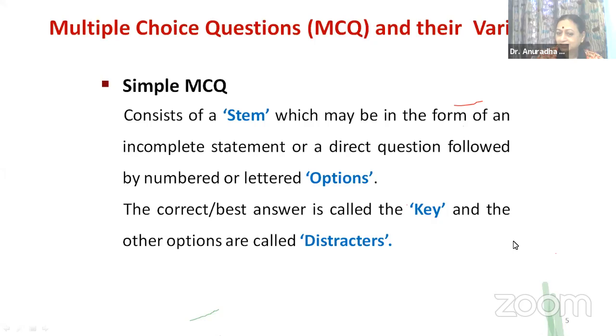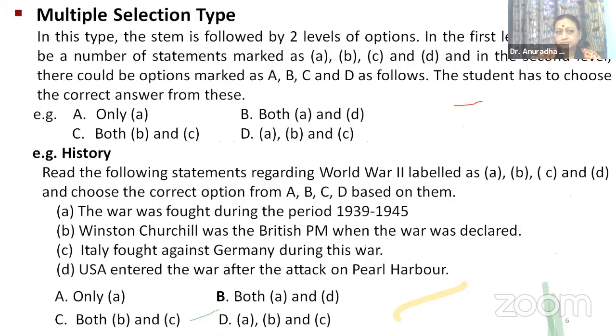And our challenge then is to see to it that these distractors are very close to the key and yet not the key. So there is one definite, unequivocal right answer, and the others are close to it, but not exactly the key. So this is the structure of a simple MCQ, the stem and the options. And among the options, you have the key as well as the distractors. Now let us look at some of the variations that we can have in this simple MCQ.